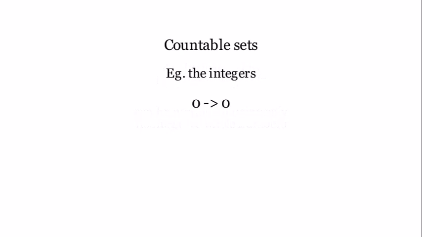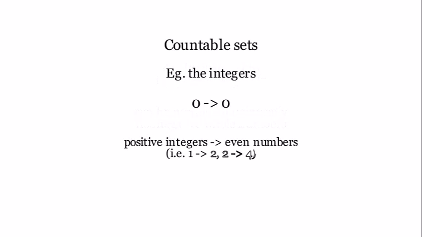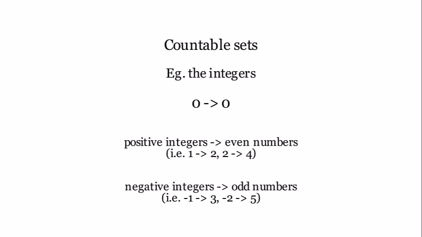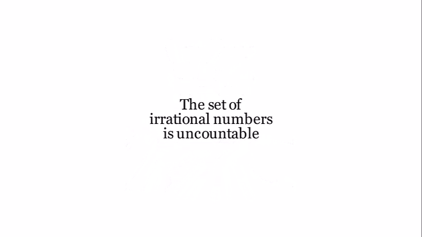0 maps to 0, positive integers map to the even numbers, like 1 maps to 2 and 2 maps to 4, and negative integers map to the odd numbers, like negative 1 maps to 3 and negative 2 maps to 5. Then why are the irrationals uncountable?